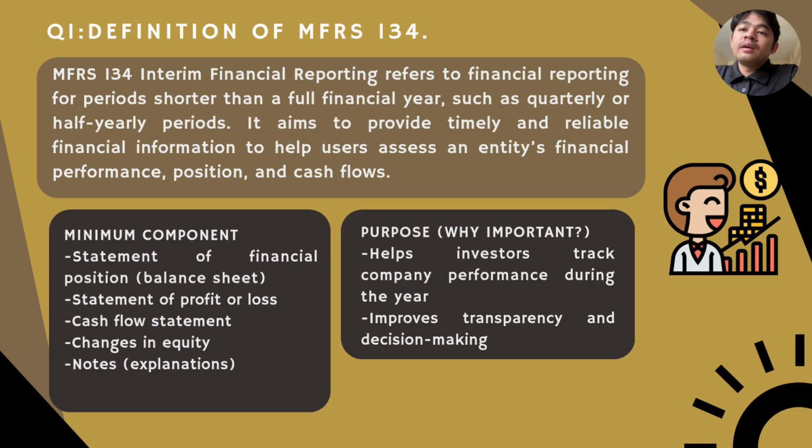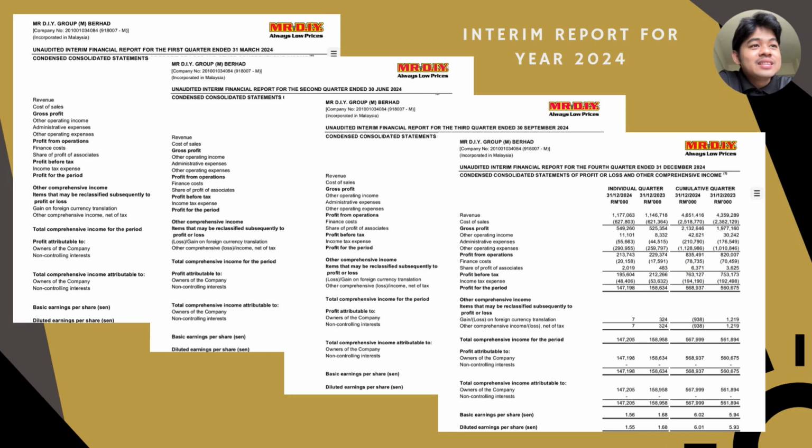The purpose of MFRS 134 is to help investors and users monitor company performance through the year, improve transparency, and support better decision making. It also helps users evaluate the company's financial position, performance, liquidity, and ability to generate profit and cash flow, while ensuring consistency and comparability between interim and annual reports. This is an example of an interim report for year 2034.